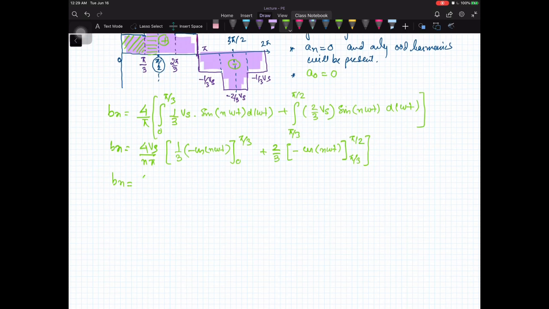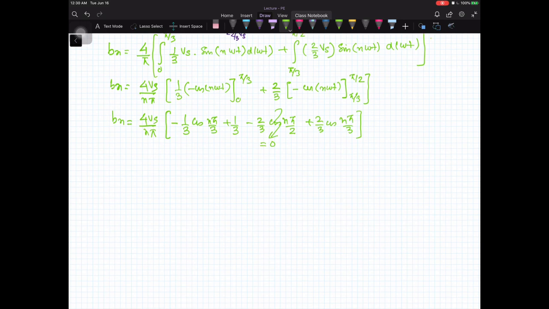and if I further expand this one, 4Vs by n pi, this will be equal to minus 1 by 3 cos of n pi by 3 plus 1 by 3, because cos of 0 will be 1, minus 2 by 3 into cos of n pi by 2 plus 2 by 3 into cos of n pi by 3. So in this, this will be equal to 0 for any odd value of n, right? Because all of these expressions are valid when n is an odd number.